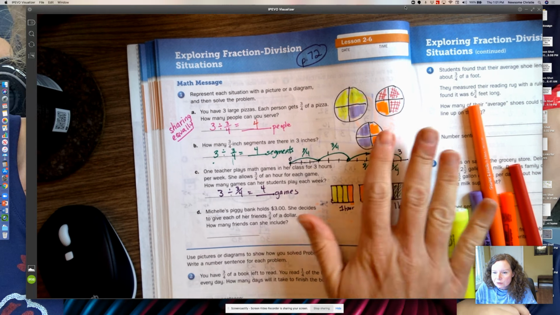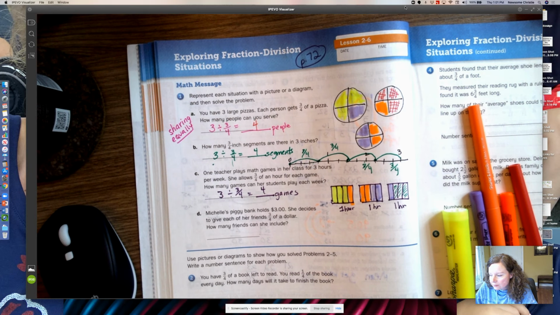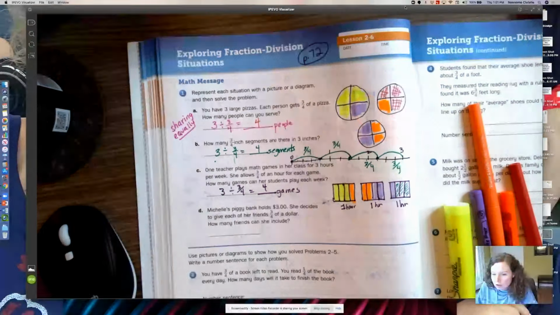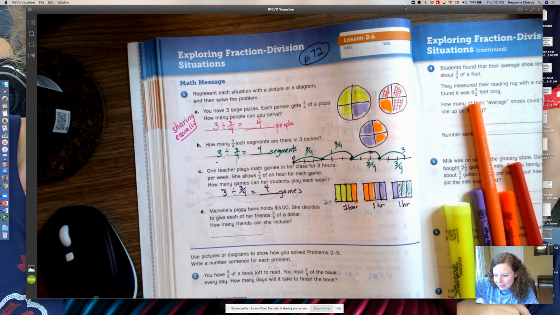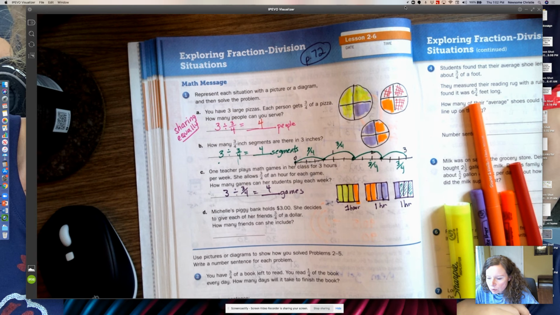Okay, so we've got circle models, number line models, and some kind of like quadrilateral models. I am sure that there are other ways to do models. We have one more that I want to do with you, and then I'm going to turn you loose. This next one is about money. And so it says Michelle's piggy bank holds $3. She decides to give each of her friends 3/4 of a dollar. How many friends can she include?